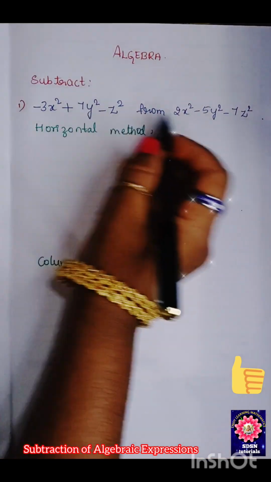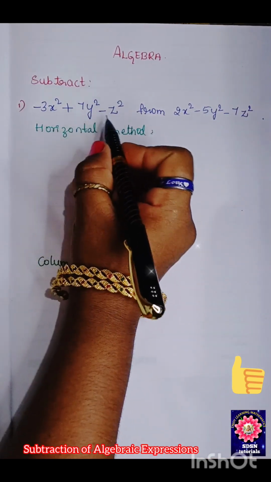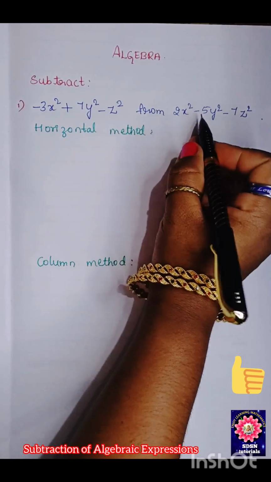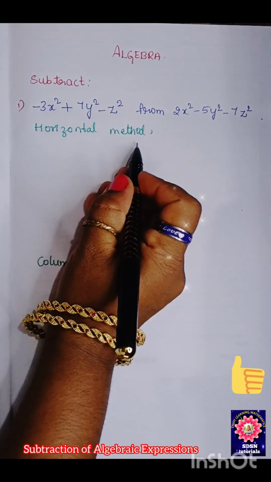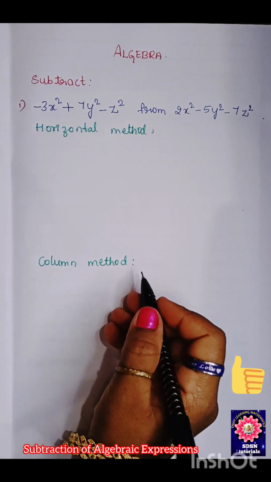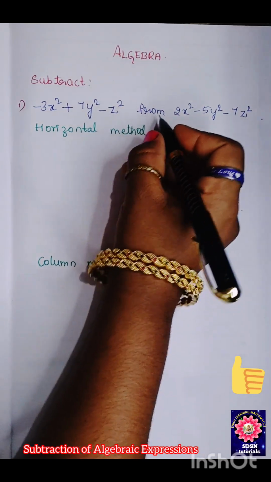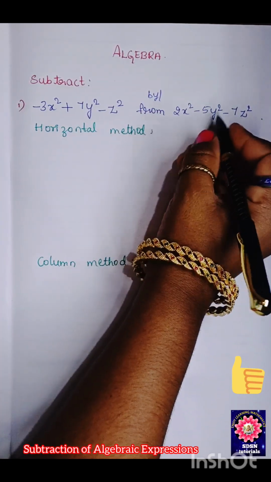Hi dear learners, let us subtract the algebraic expression minus 3x square plus 7y square minus z square from 2x square minus 5y square minus 7z square. We have two methods here, horizontal method and column method. In horizontal method, when from or by comes, we have to write the second algebraic expression first.